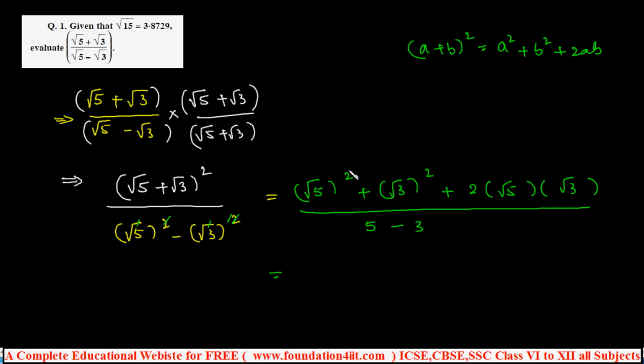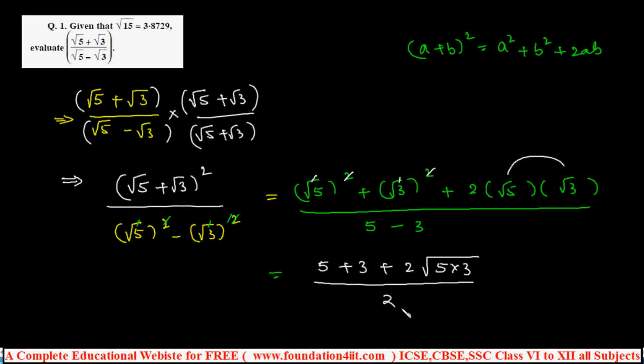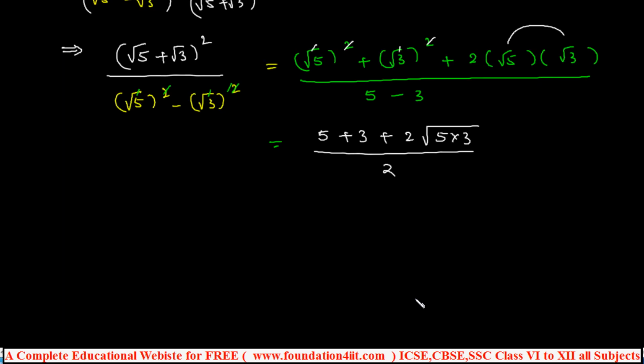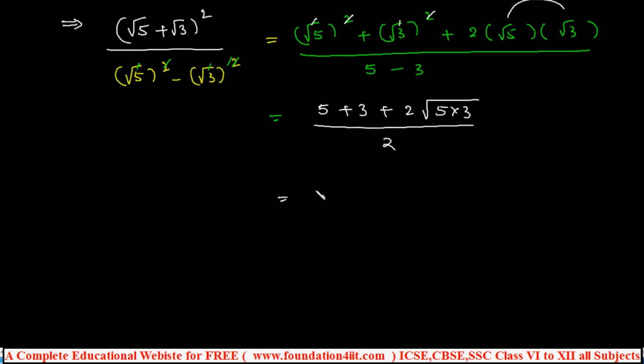Similarly in the numerator, square root and square cancel, because root 5 into root 5 is root 25, that is 5 only. So remaining is 5 plus 3 plus 2 into square root of 5 into 3. Same square roots you can multiply. Divide by 5 minus 3, which is 2. Now I can simplify more. 5 plus 3 is 8, plus 2 into square root of 15, which is 5 into 3. That's why they gave the root 15 value in the question.